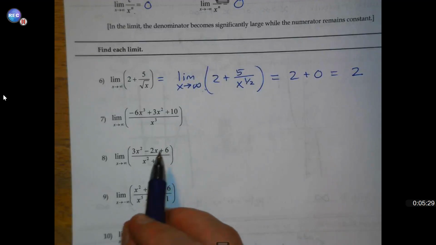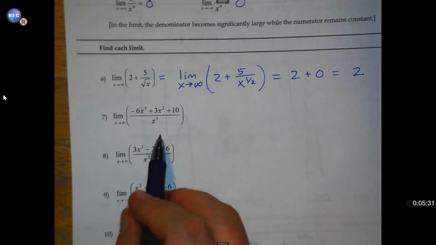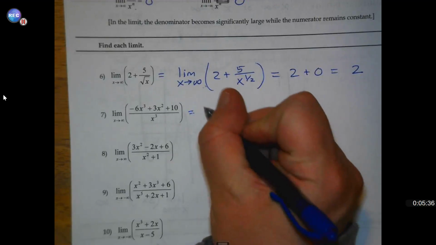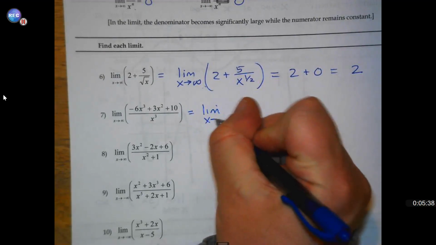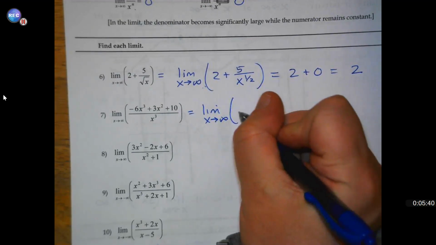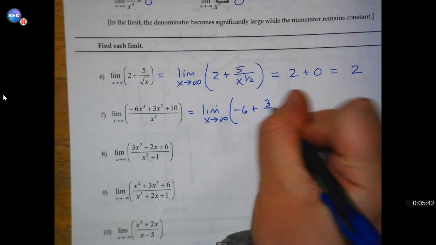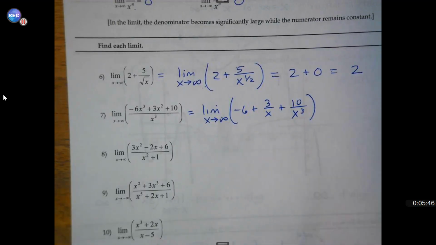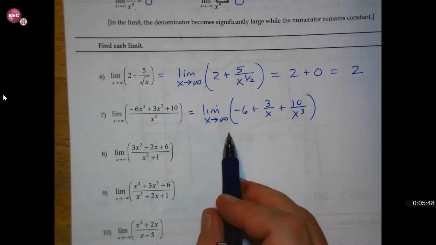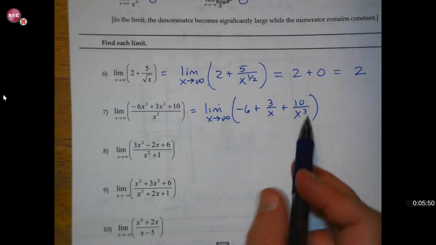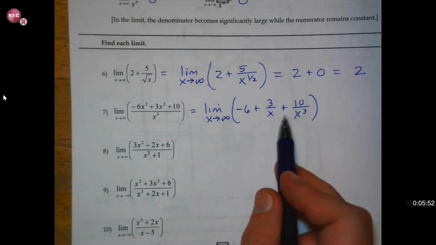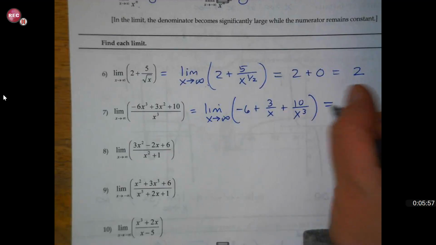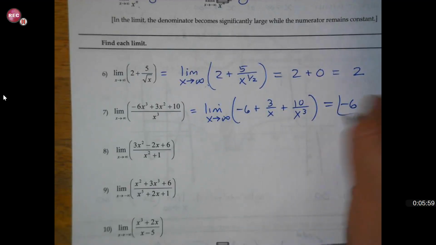Okay, moving on to the next one. This is one where if we have a polynomial or a monomial, we could rewrite the problem first by dividing everybody by x cubed. So it would give me -6 plus 3 over x plus 10 over x cubed. And as x tends towards infinity, the values of these fractions are going to head towards 0. And then we'd just be left with this constant of -6, which is our final answer.